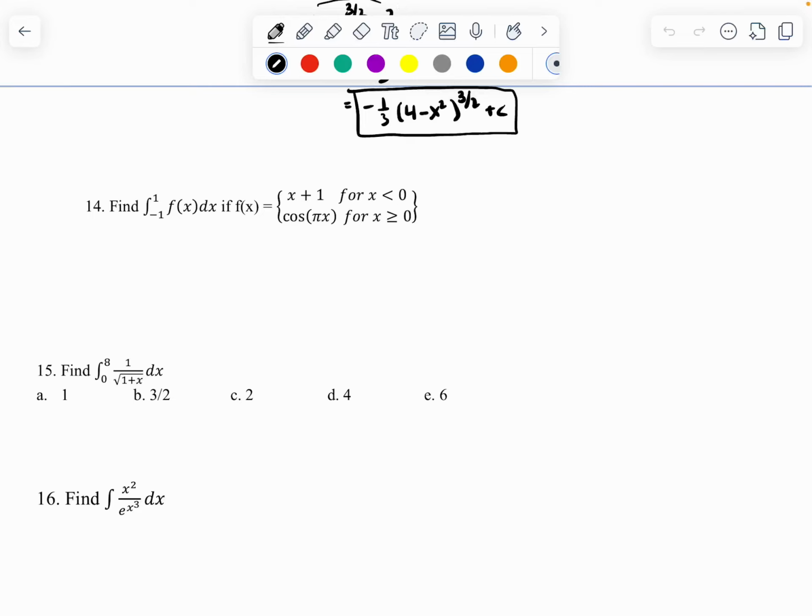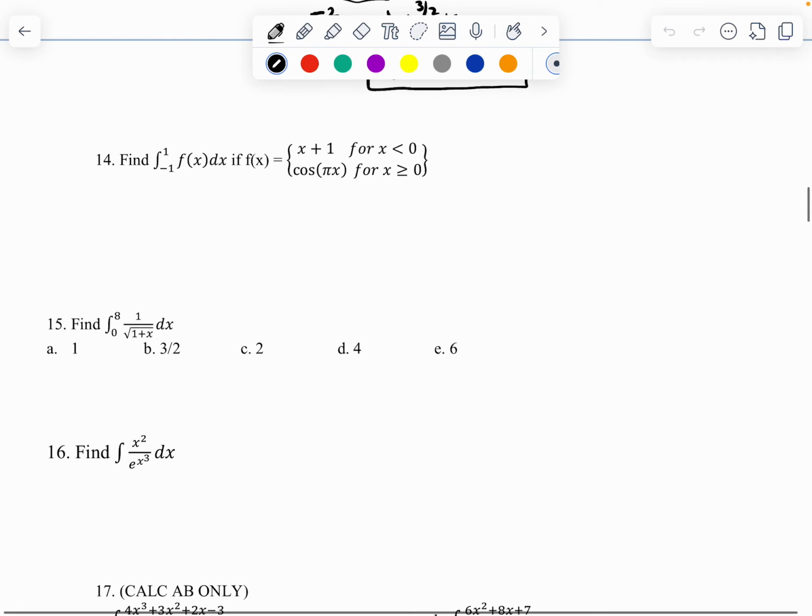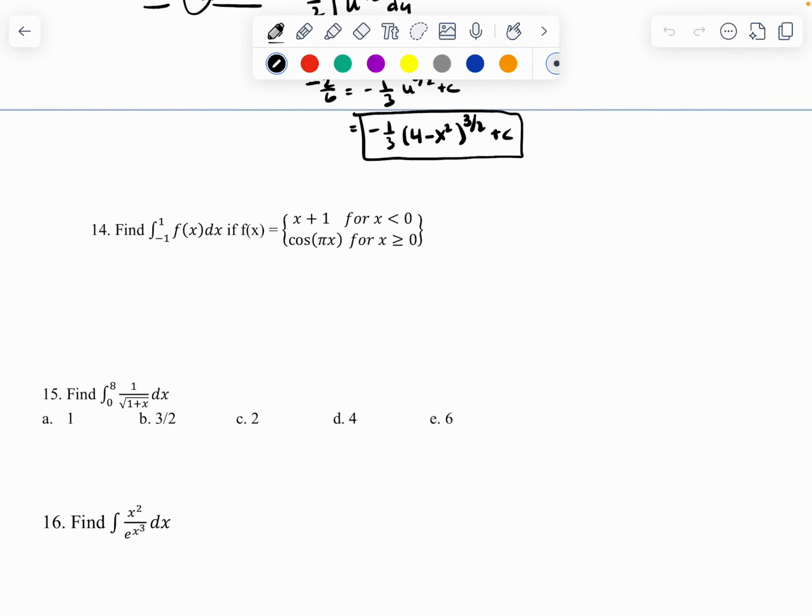All right, guys, so let's look at page 4 of the review for the integral test on Thursday. Number 14, find the integral from -1 to 1 of f of x if f of x equals the following. Again, this is an old question, so let's look at this. I'm going from -1 to 1, but this thing splits at x equals 0, so I'm going to have two different integrals here. I'm going to have the integral from -1 to 0, and then the integral from 0 to 1.